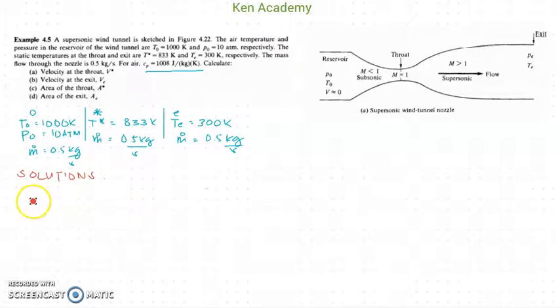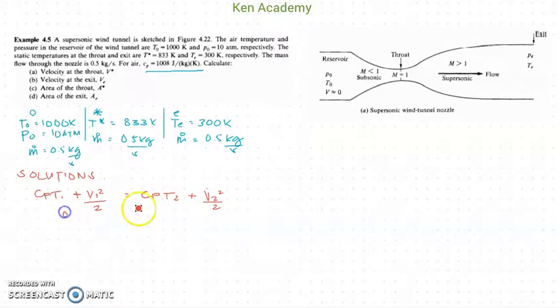So what is our equation again? It's the compressible flow energy equation, and it's given by CpT1 plus V1 squared over 2 equals CpT2 plus V2 squared over 2, 1 being our reservoir and 2 being the throat. Okay, this region right here is 1, and this region right here is 2.